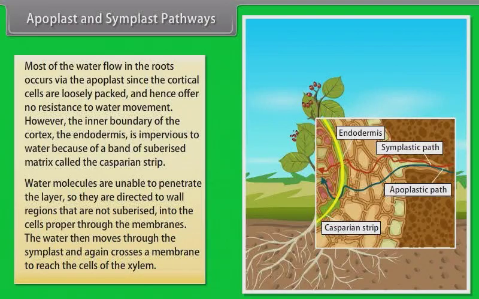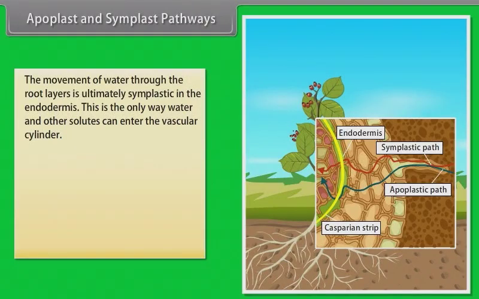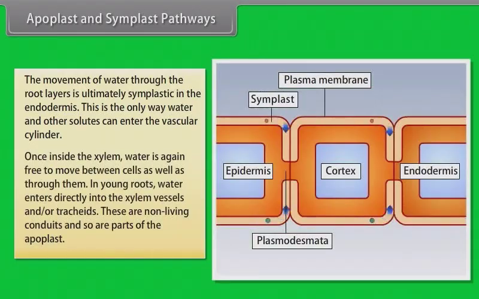The water then moves through the symplast and again crosses a membrane to reach the cells of the xylem. The movement of water through the root layer is ultimately symplastic in the endodermis. This is the only way water and other solutes can enter the vascular cylinder. Once inside the xylem, water is again free to move between cells as well as through them.